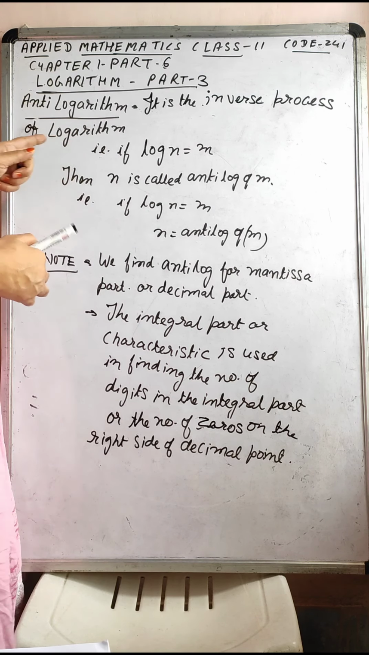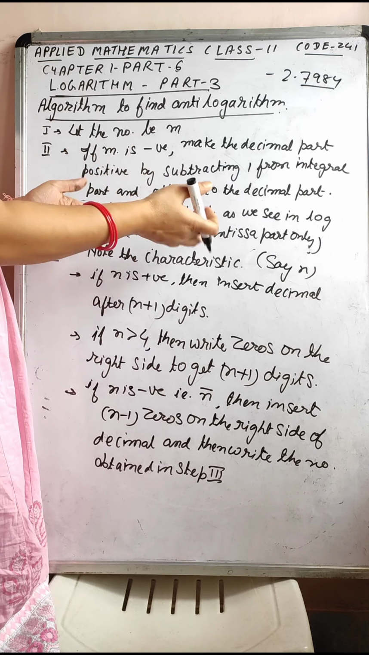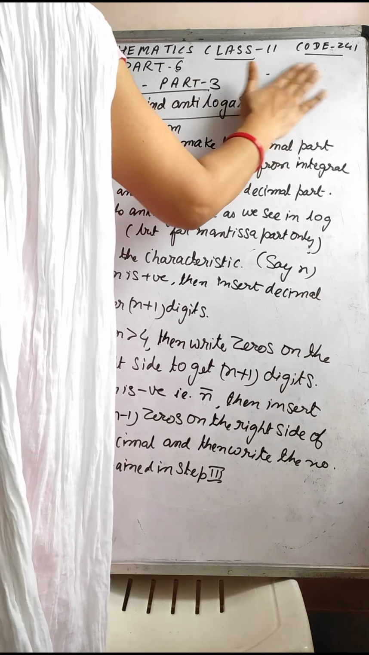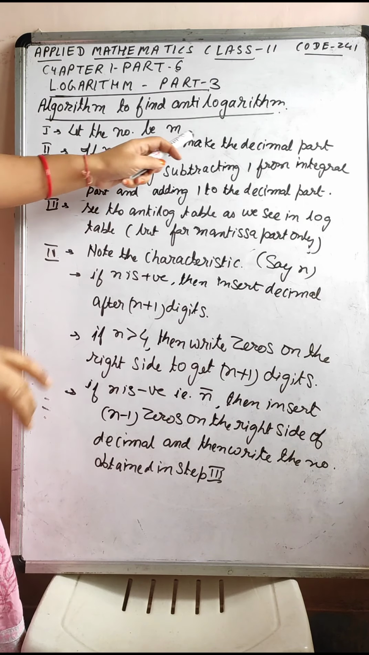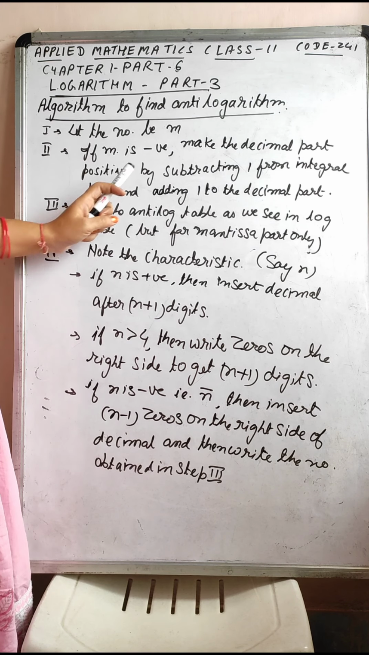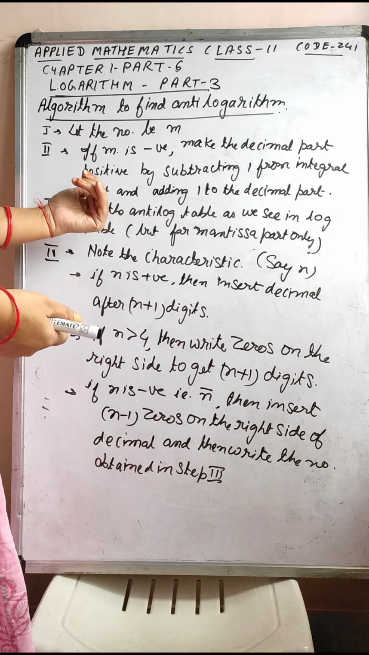Suppose it is m. Now if m is negative, make the decimal part positive. Suppose the number is minus 2.7984. Before this I have explained how to make the decimal part positive by an example. So make the decimal part positive by subtracting 1 from the integral part and adding 1 to the decimal part. This has been clearly explained just before.